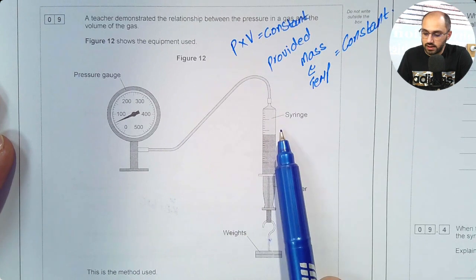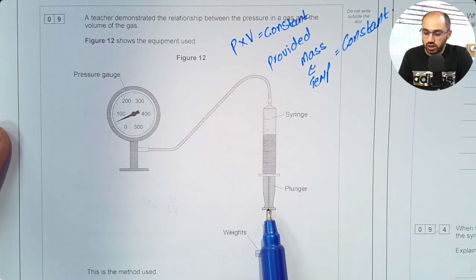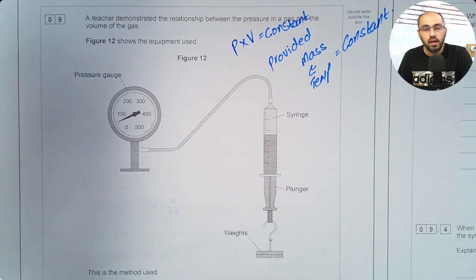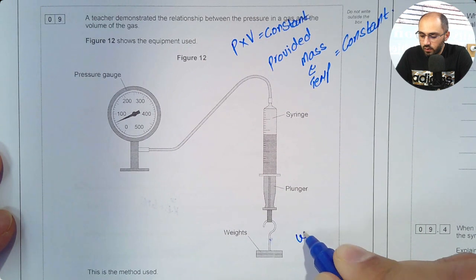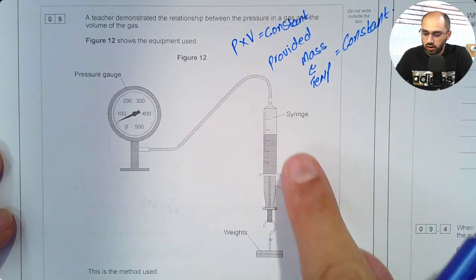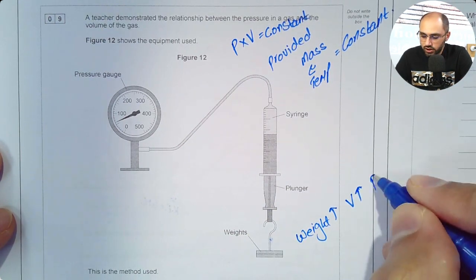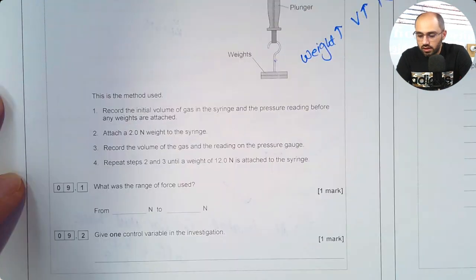Now, in this case, the volume in the gas syringe can be changed because the plunger is connected to weights. Based on this diagram and our understanding of pressure and volume of a gas at constant temperature and mass, we can work out the relationship. So we'll say here, if my weight goes up, then the volume in the syringe will go up. And if the volume goes up, then the pressure should decrease. The question then further says, this is the method used.